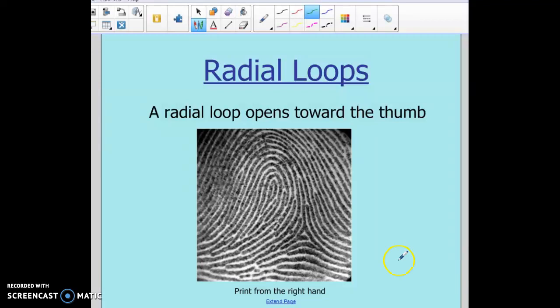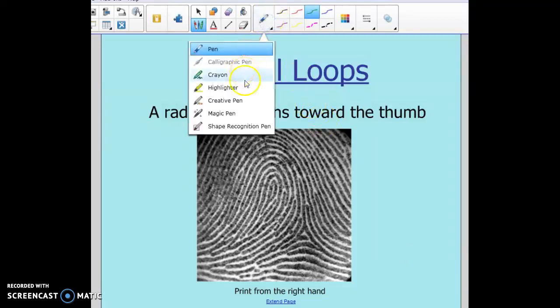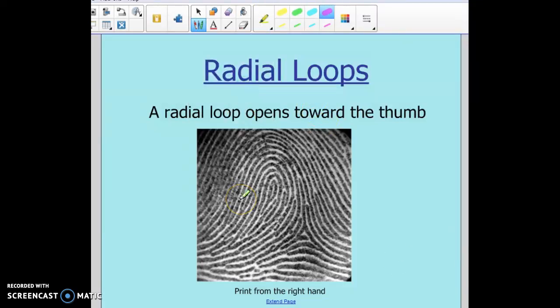Radial loops look very similar to ulnar loops, except they curve the other direction. It starts here, recurves, and exits the same side. You've got your core here and your delta here, so one core and one delta.